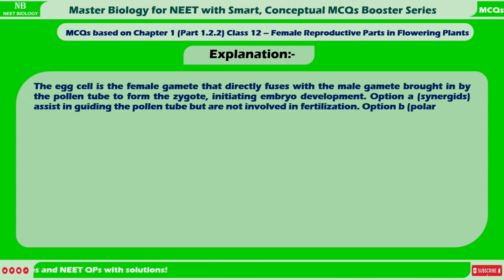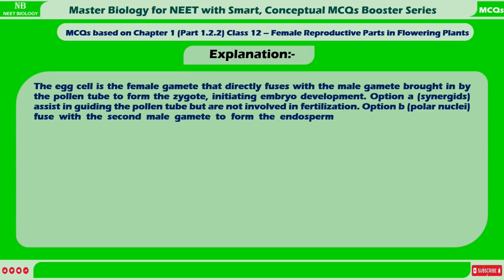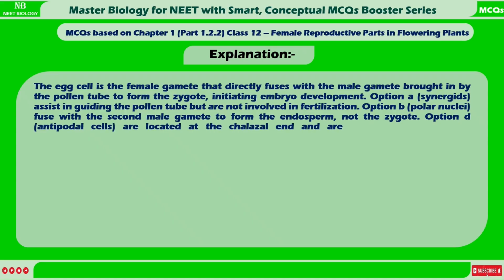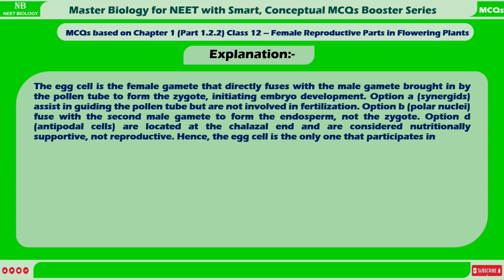Option B. Polar nuclei fuse with the second male gamete to form the endosperm, not the zygote. Option D. Antipodal cells are located at the chalazal end and are considered nutritionally supportive, not reproductive. Hence, the egg cell is the only one that participates in zygote formation.